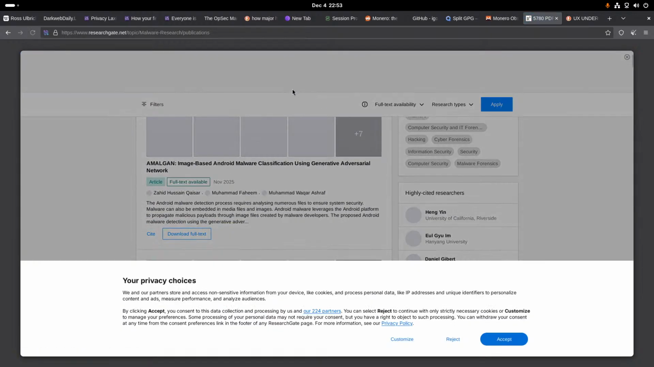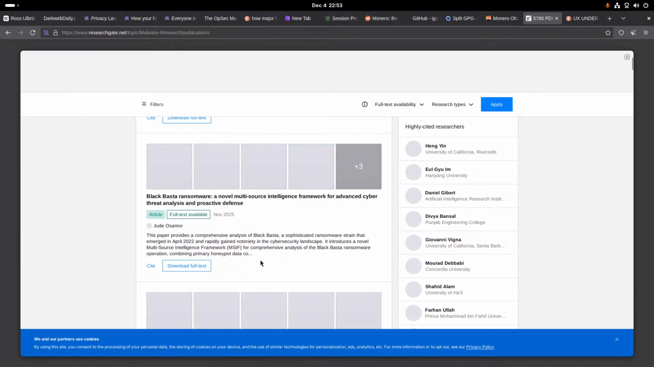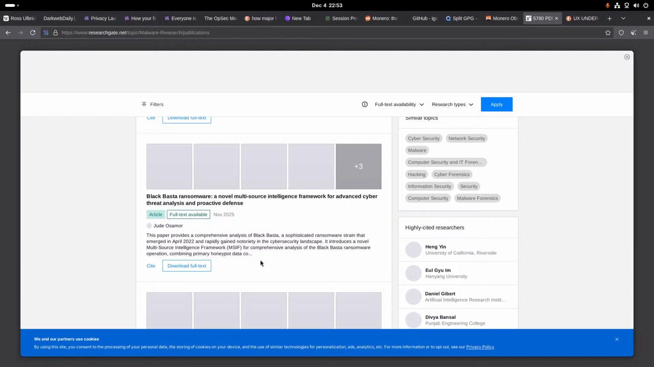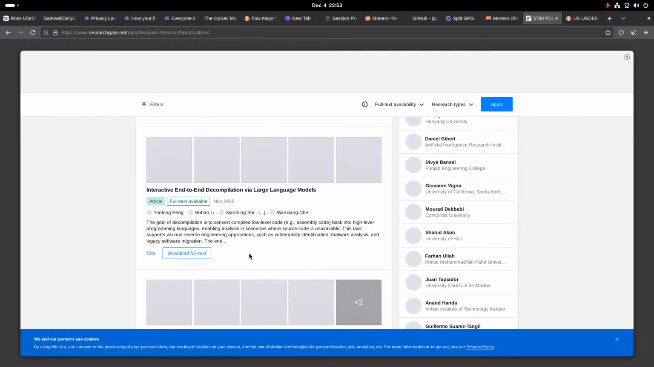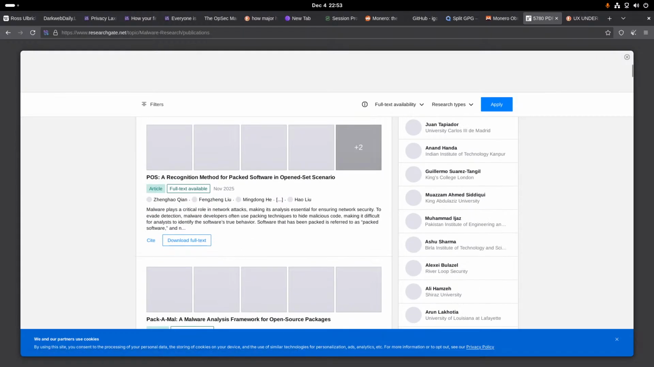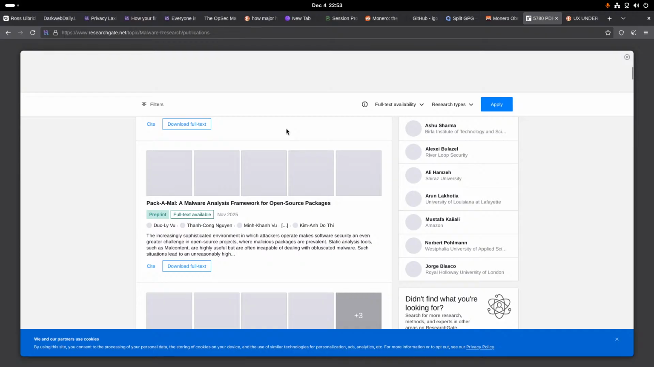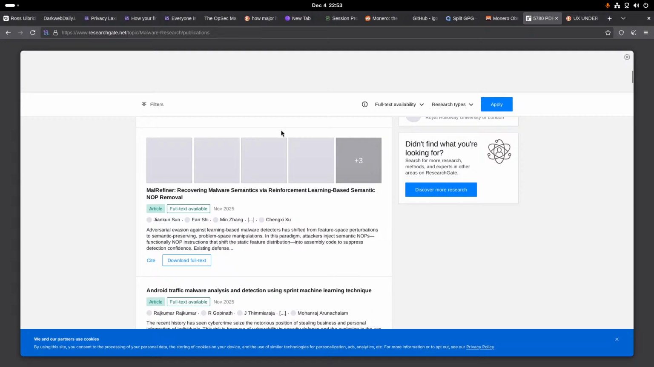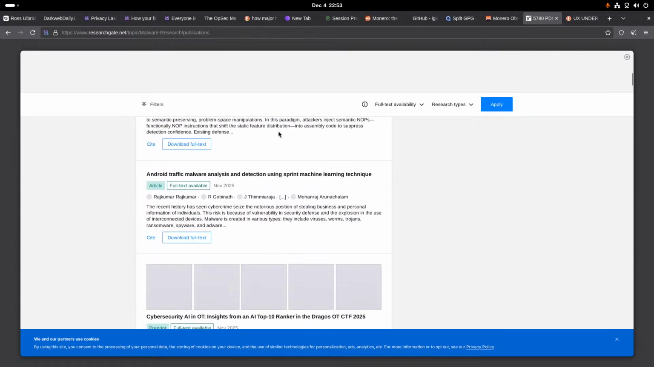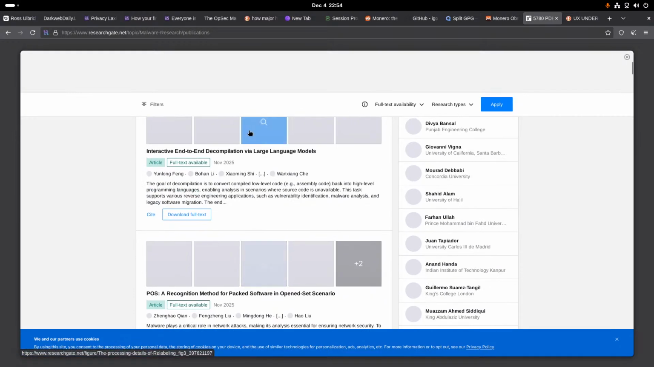Amalgam: image-based Android malware classification using a generative adversarial network. Reject. Black Basta ransomware: a novel multi-source intelligence framework for advanced cyber threat analysis and proactive defense. Interactive end-to-end decompilation via large language models. Recognition method for packed software in open set scenario. PackAMAL, a malware analysis framework for open source packages. MalRefiner, recovering malware semantics with reinforcement learning-based semantic. Android traffic malware analysis and detection using machine learning techniques. Huh.